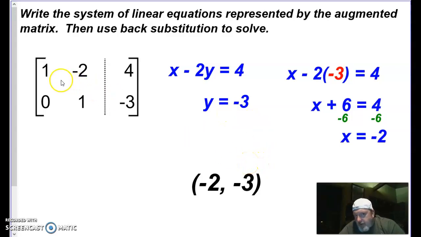So again, from the augmented matrix, write your equations. This one was already solved, so I can substitute that back into the top, and then I can find x. And don't forget to write your answer as an ordered pair.